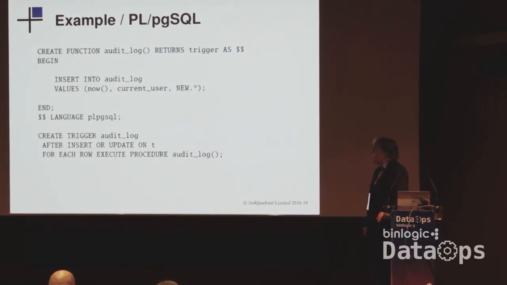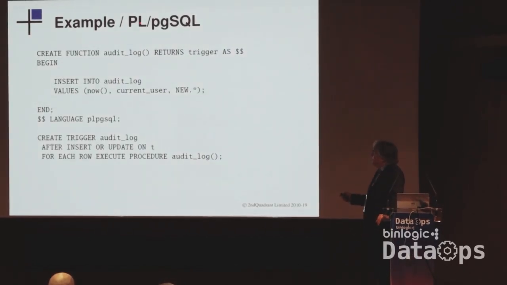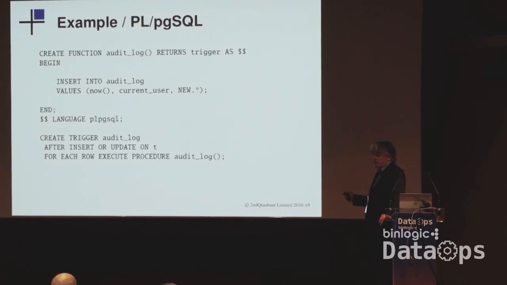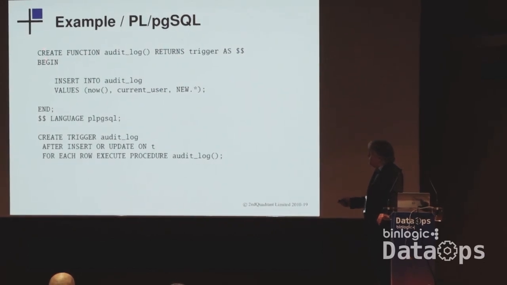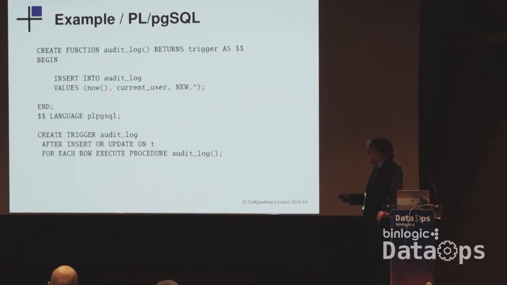So this is an example. This is the PostgreSQL procedural language. This is a function, a trigger function. What happens is that when this trigger runs, it inserts a row in the table called audit log. And this row will have this value, and this list of values.